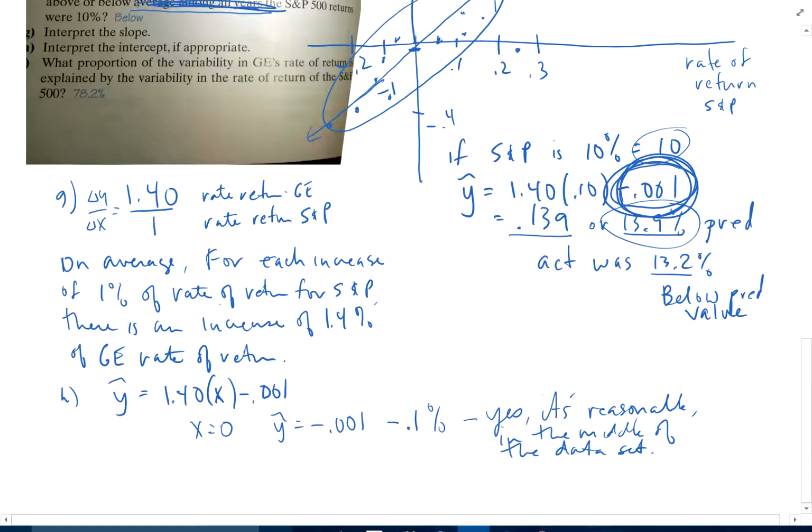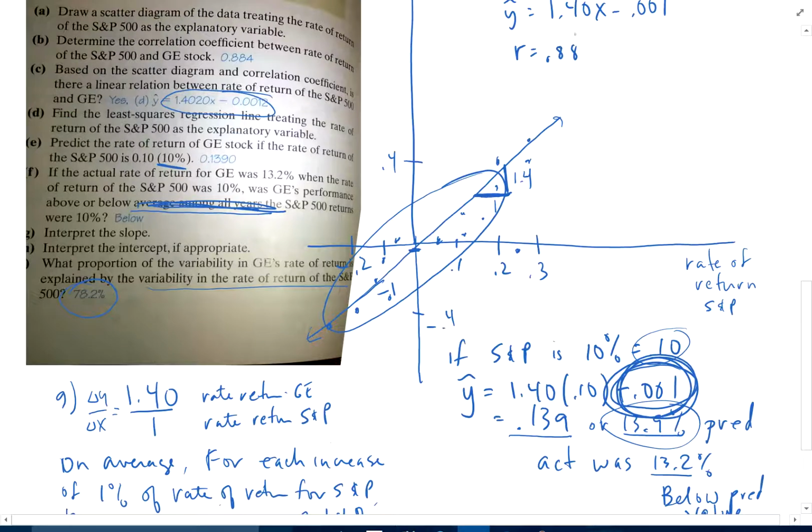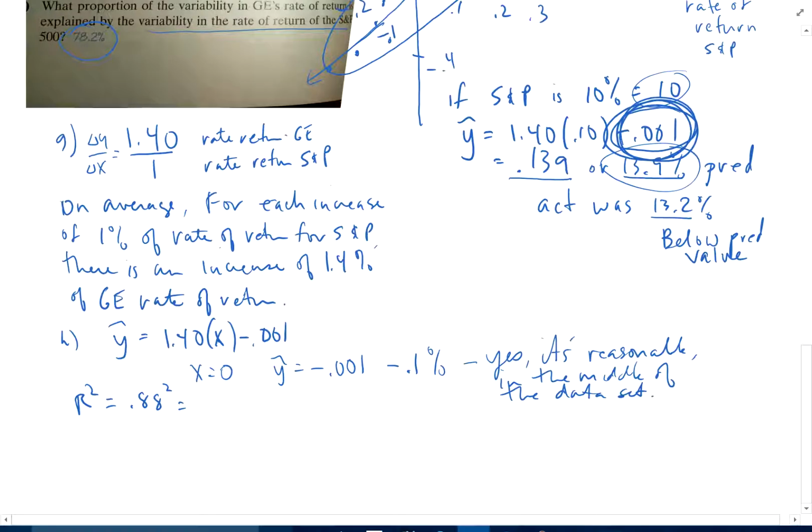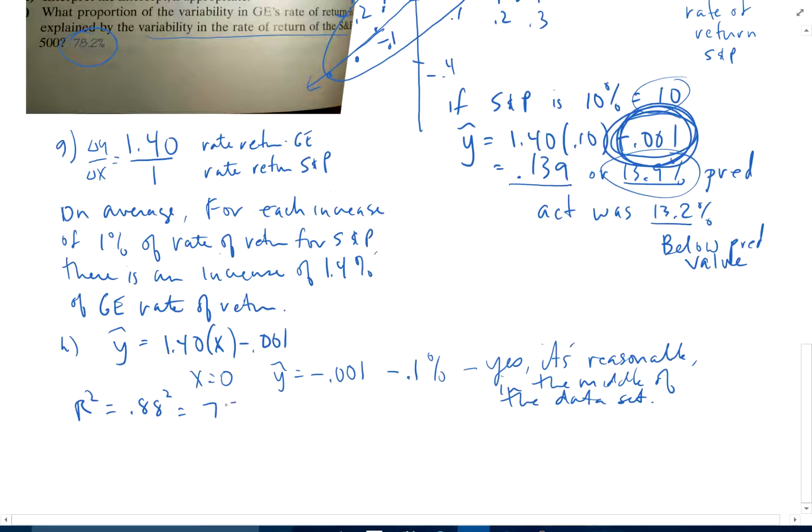And lastly, what proportion of the variability in GE's rate of return can be explained or attributed to the variability of the rate of return in S&P? Where in the world did that number come from? Well, that's our R squared, which is 0.88 squared, because remember that was R. I think I wrote it down up here somewhere. Yeah. So 0.88 squared is going to be 0.7744, which is 77.4%. All right, there we go. That is it.